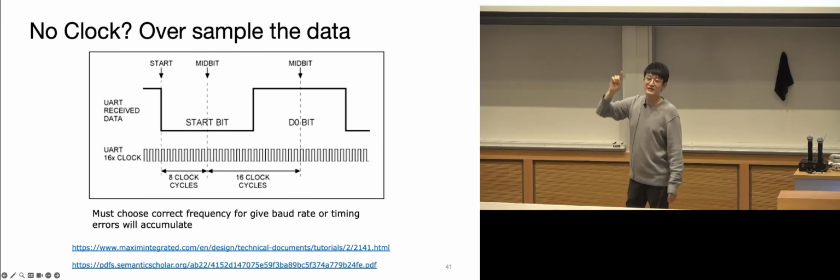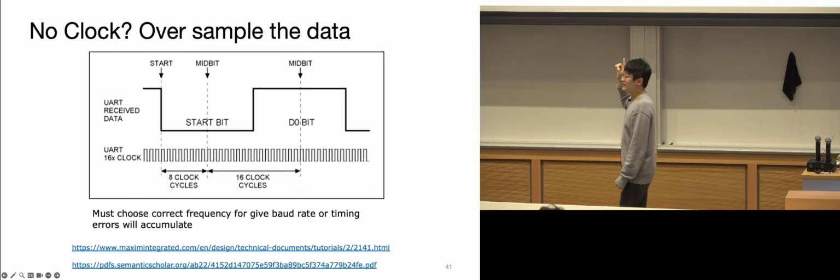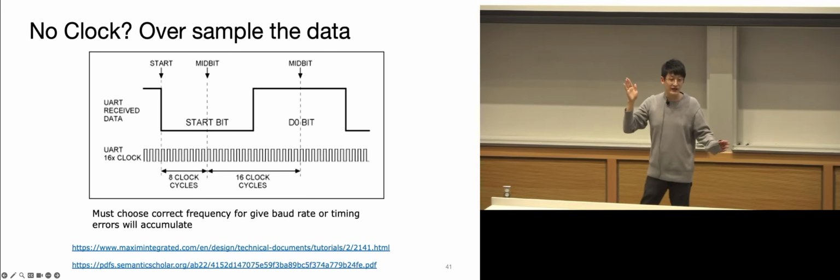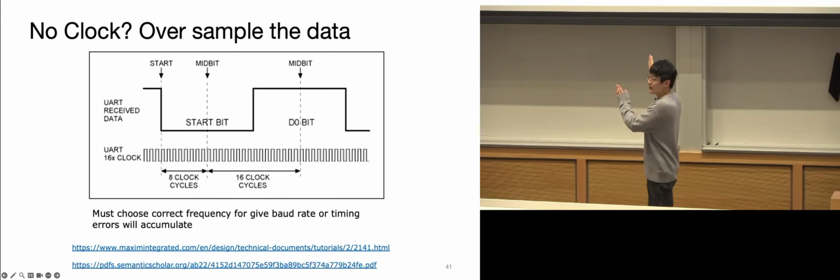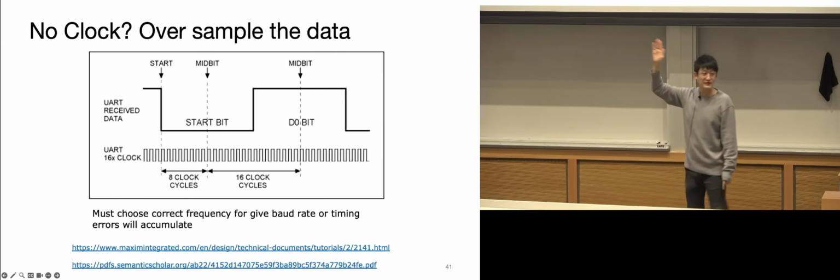I think one of the classmates asked before, how do they know whether to clock on the rising edge or falling edge? This is how they make sure of it, because they try to just clock in the middle of each bit.